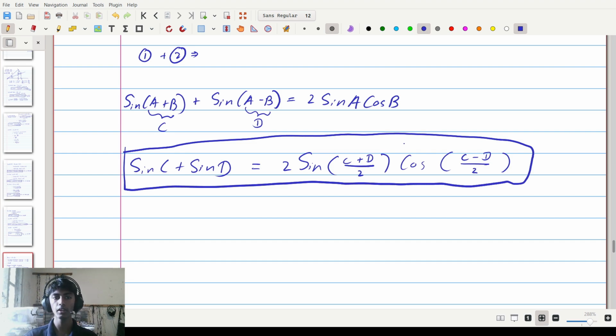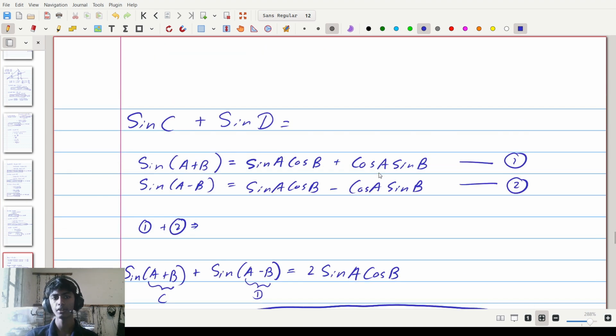This is what we call a sum to product formula. On the left side we have a sum of certain trigonometric functions of certain angles. On the right side we have a product of trigonometric functions of certain angles. This is one of the four. We have another three to cover. We'll go to those now. But this right here is true for all C and D in the real numbers. So therefore this is also an identity.